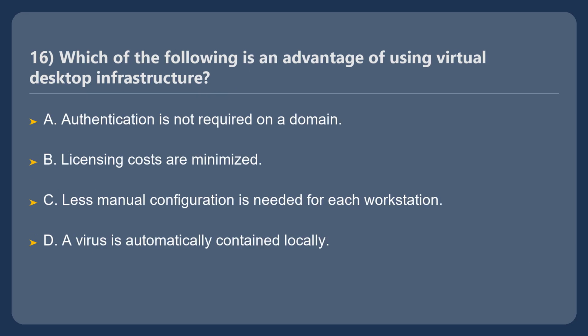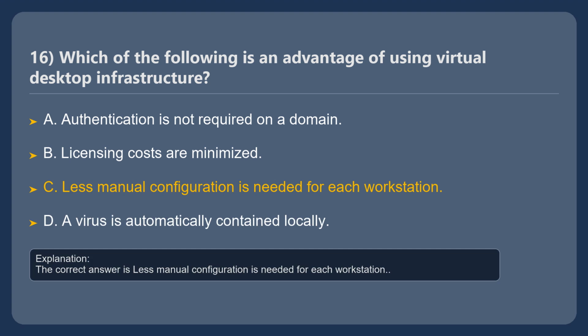Question 16. Which of the following is an advantage of using virtual desktop infrastructure? Option A. Authentication is not required on a domain. Option B. Licensing costs are minimized. Option C. Less manual configuration is needed for each workstation. Option D. A virus is automatically contained locally. The correct answer is option C, less manual configuration is needed for each workstation.